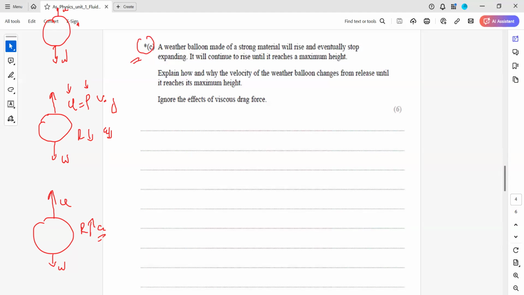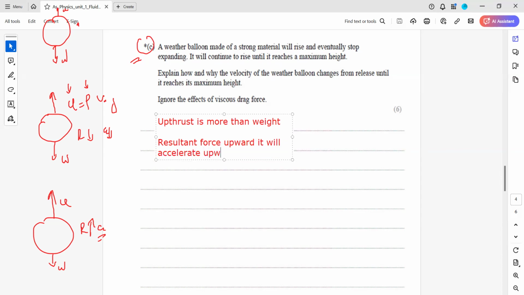So you have to explain three phases, each phase 2 marks. First point: the upthrust is more than the weight. If the upthrust is more than the weight, the resultant force is upward, so it will accelerate upwards.